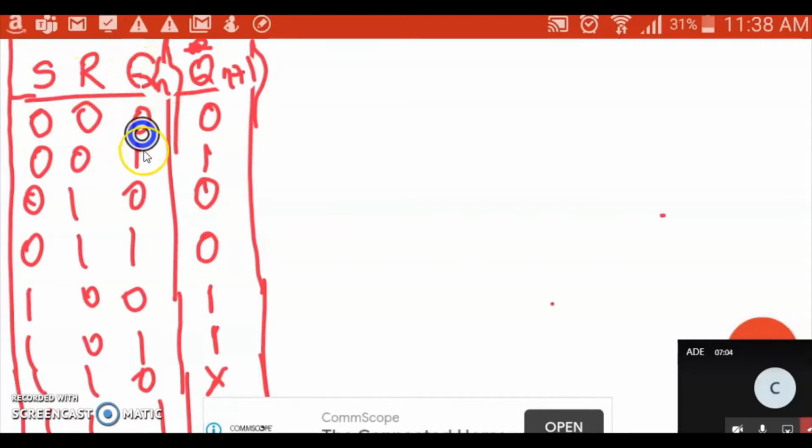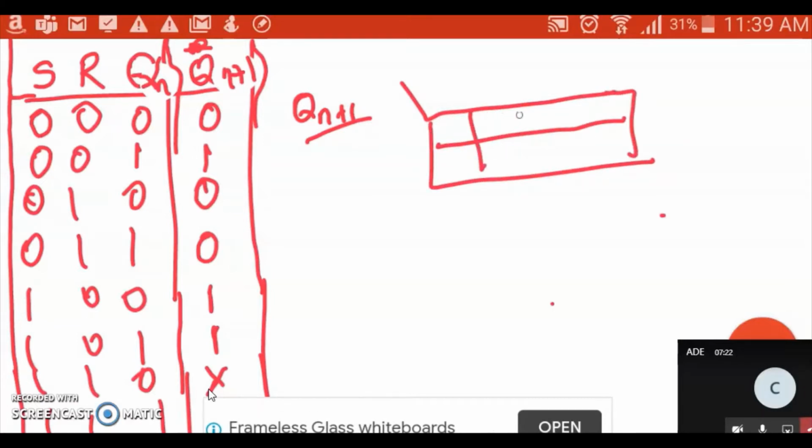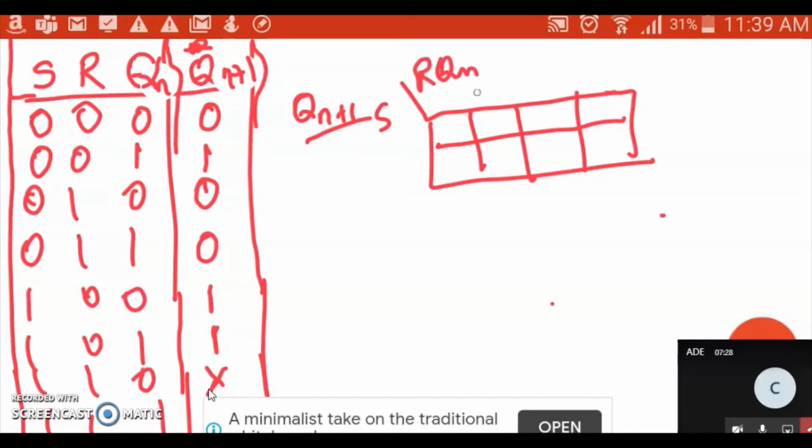What I have considered here is, if my previous state is this, what is my present state? That is what I try to compute. Now you compute the characteristic equation. I need to find out Qn plus 1. What is the answer for this expression? Use a K-map, write the entries inside the map and start simplifying. I'll consider S as the most significant, then R and Qn, so it is a 3 variable map. So S, R and Qn, 3 variables. Write down the 3 variable map.